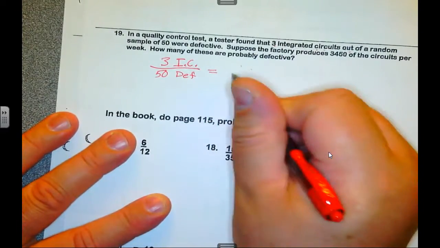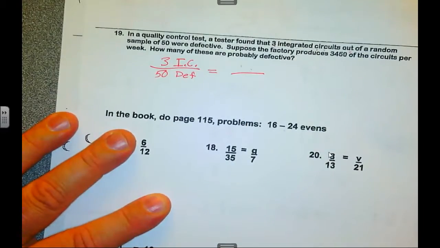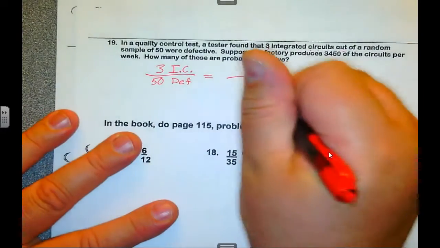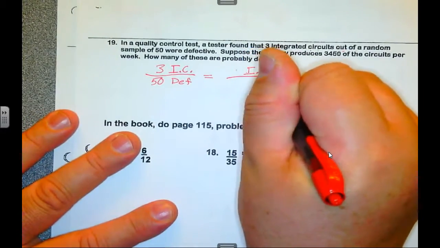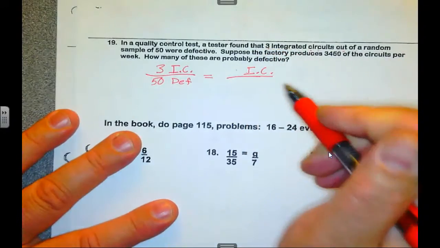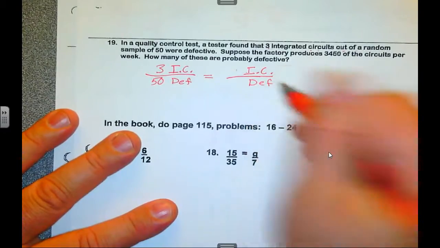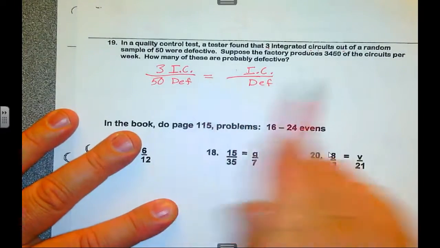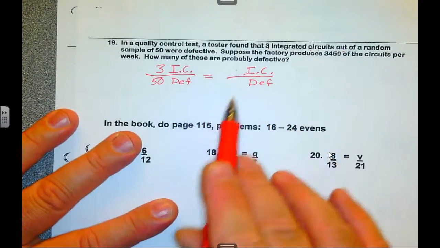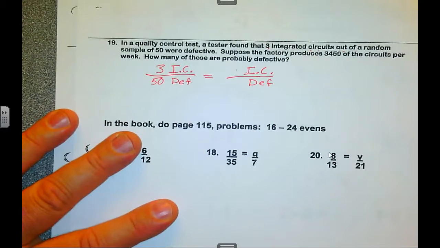Suppose, now, I'm going to have another fraction, and I'm going to have the same labels. Integrated circuits over defective. That way, when I read the rest of the word problem, I'll know where to put the variable and the number. Joey, stop.